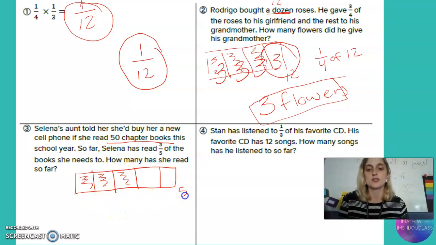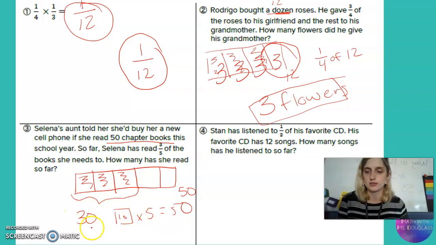If the total is 50, how much is each box? Well, let's see. There are 5 boxes and it equals 50. That means each box has to be 10. So this together is 10, 10, 10. She has read 30 books.